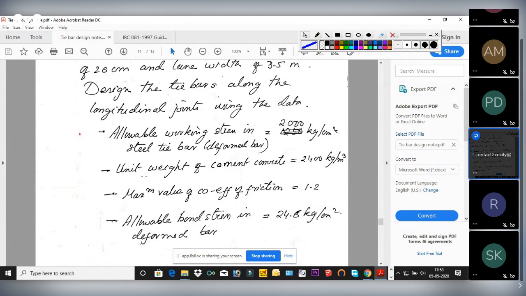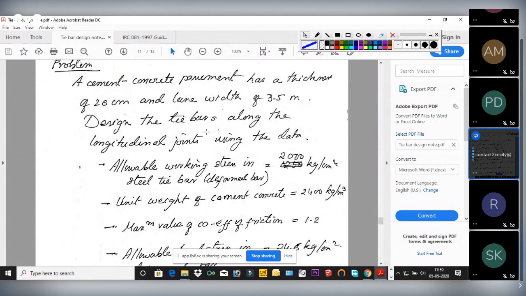Now unit weight of concrete we already know, 2400 kg per meter cube. Maximum value of coefficient of friction is 1.2. If not provided, we have to assume these values. The allowable bond stress in deformed bar, as I already said, should be kept at 24.6. This is the maximum value. Now for all this data they are asking you to design the tie bar. That means we have to design the diameter, area, spacing, and length. Clear?